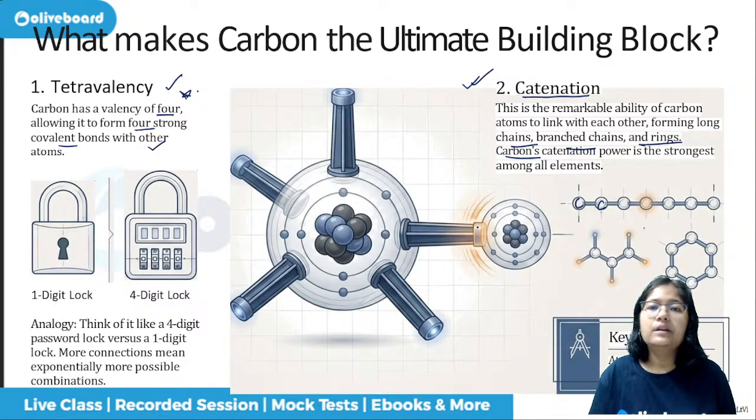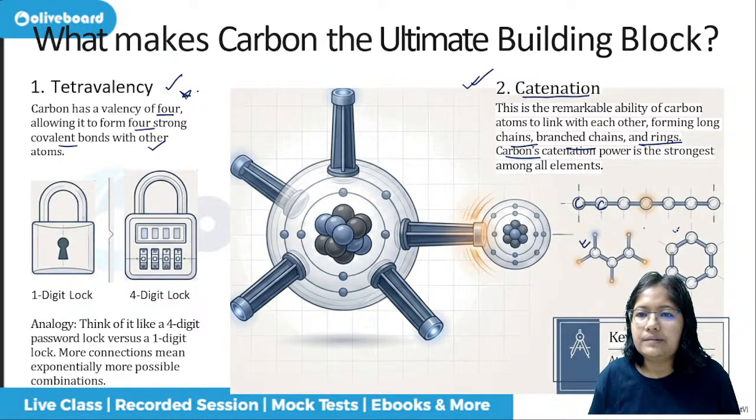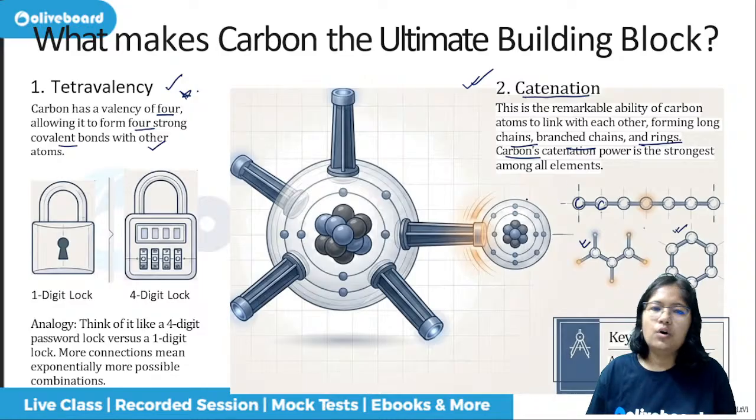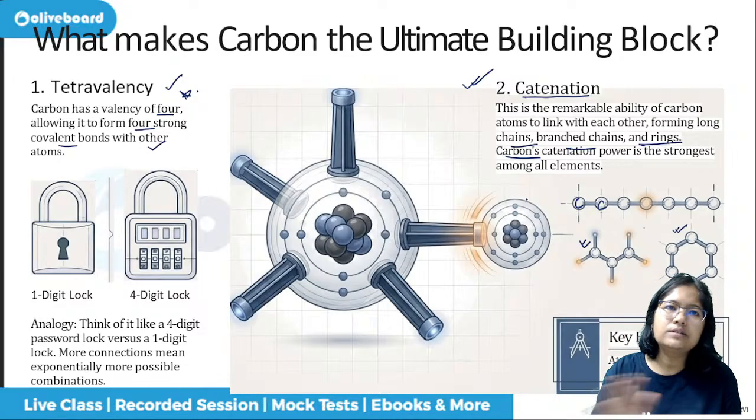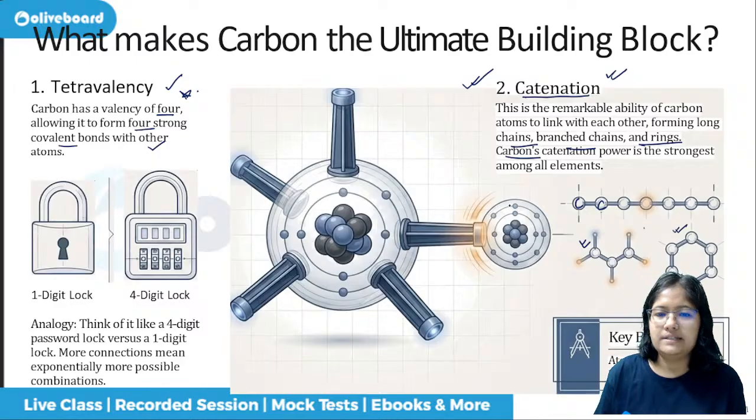It can form long chain structures. It can form structures like this. It can form ring structures. So all these are possible. All these options carbon has. This is what we call catenation.